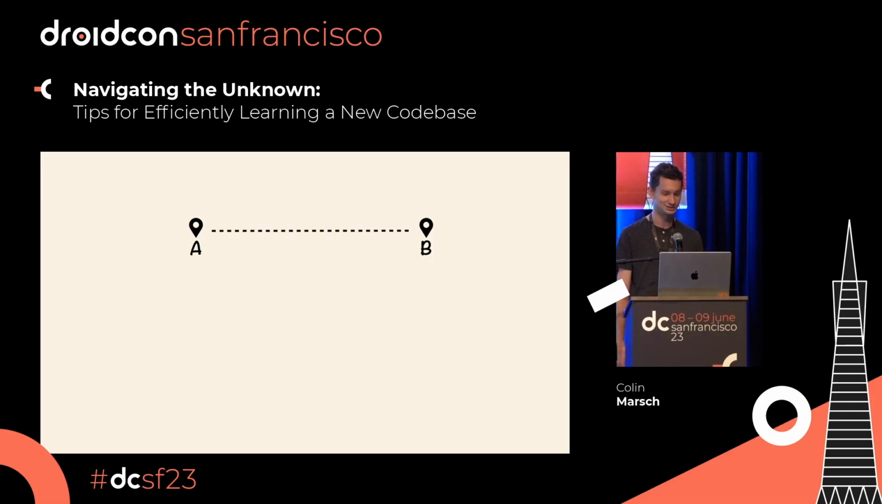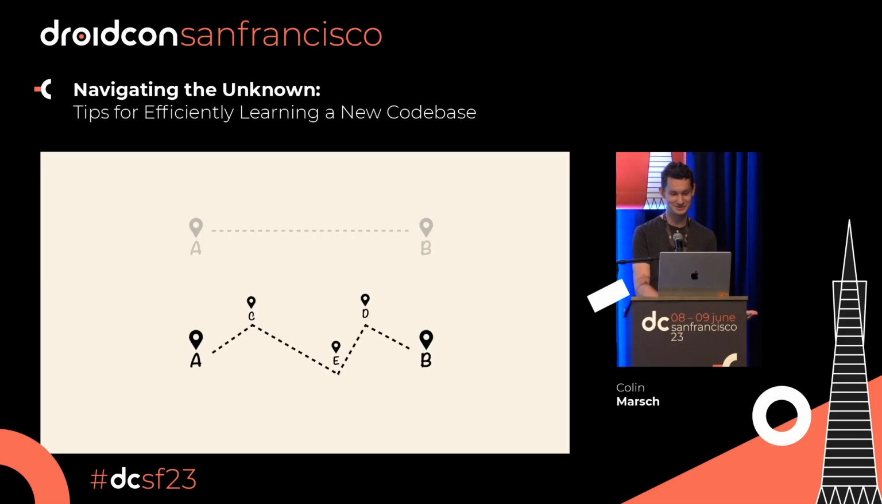Oftentimes, if I just start looking at a feature, I'll think that the execution path is pretty linear between two things. Like maybe we'll load some data from the network, send that data to the UI, and then display that UI on the screen. To me, that makes sense, and that is how I would assume things to work. But once I dive into the actual code with a debugger, it's way more complex than I expect.